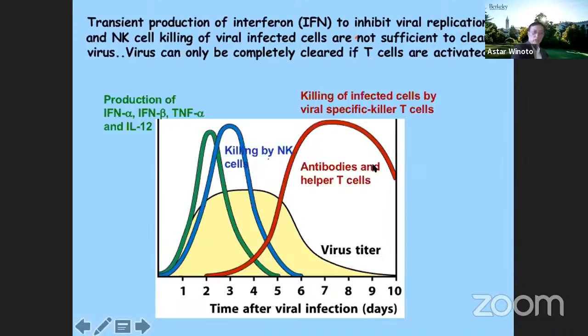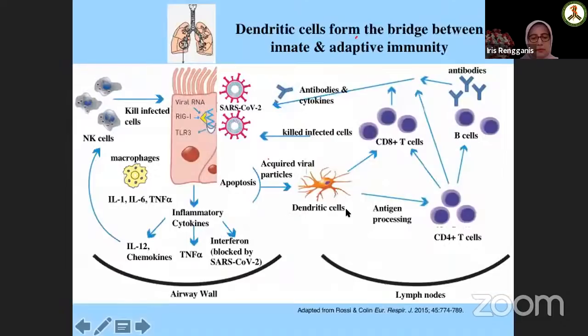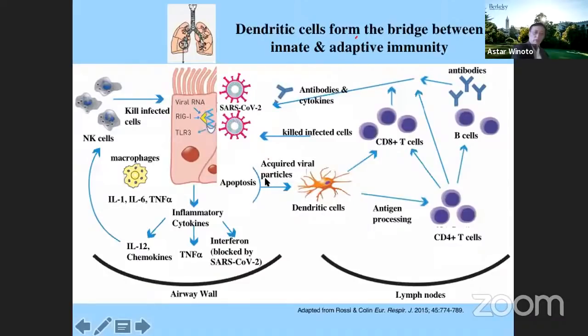And this adaptive immunity consists of antibody, but also helper T cells, and also specific killer T cells that can kill infected cells. Okay, so there are 3 arms of the adaptive immunity that's required to kill completely the viral infected cell. So how do you activate this adaptive immunity? Well, the key is a cell type called dendritic cells. Okay, so dendritic cells form the bridge between innate and adaptive immunity. So the key here is for the dendritic cell to acquire viral particle, maybe from cells that have been killed by NK cell.